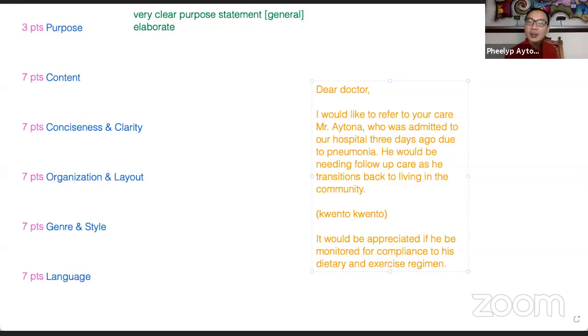Is that like an elaboration of what we promised earlier? Of what we're asking him to do earlier? Yes. Ganun lang 'yun. So, one point kung very clear yung purpose statement sa simula. Tapos, another point if you elaborate it later. Very simple. In addition to purpose, another thing that's assessed here is whether tama ba yung level of urgency.